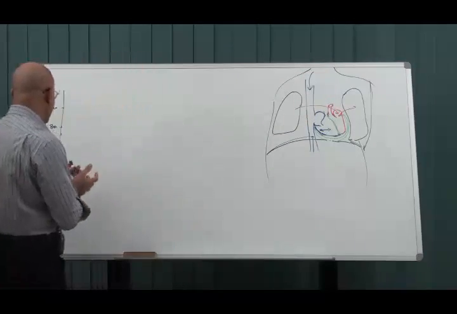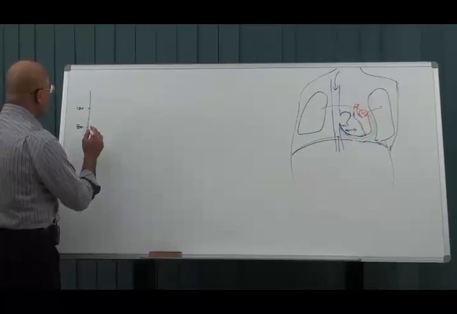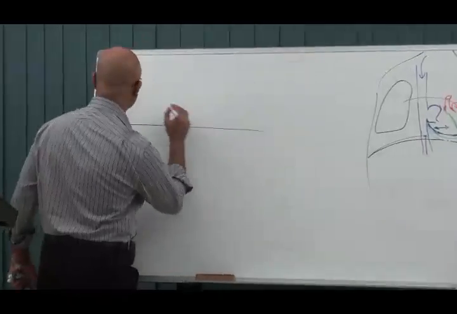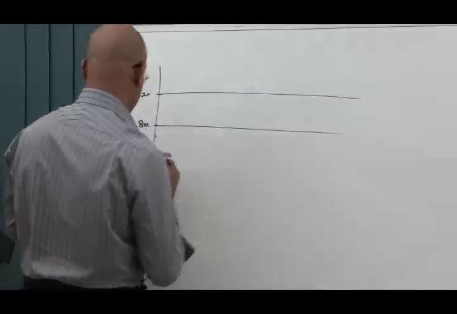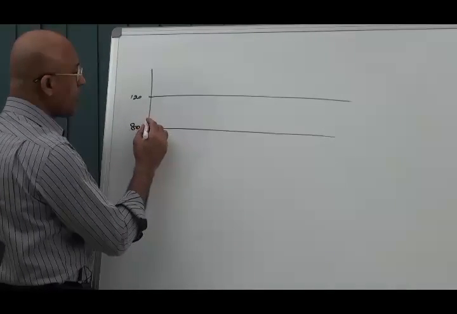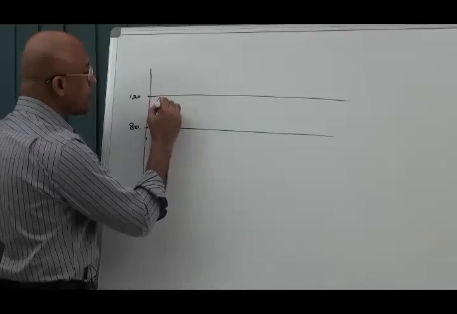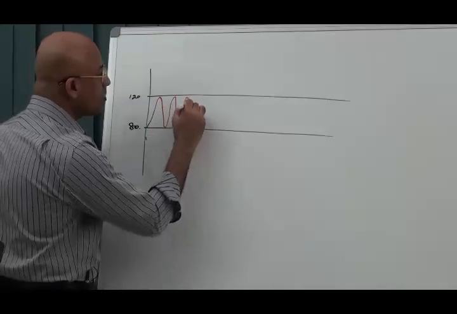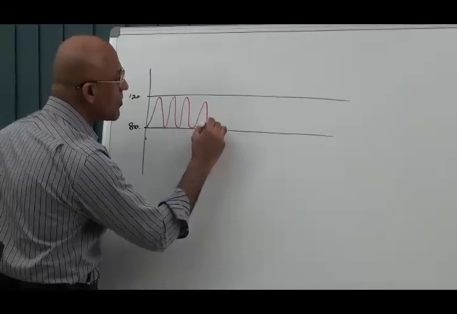Now, if you very carefully check the blood pressure, let's suppose this is 80 and this is 120, systolic blood pressure during expiration is, suppose, 80, 120, during inspiration it will fall, right?